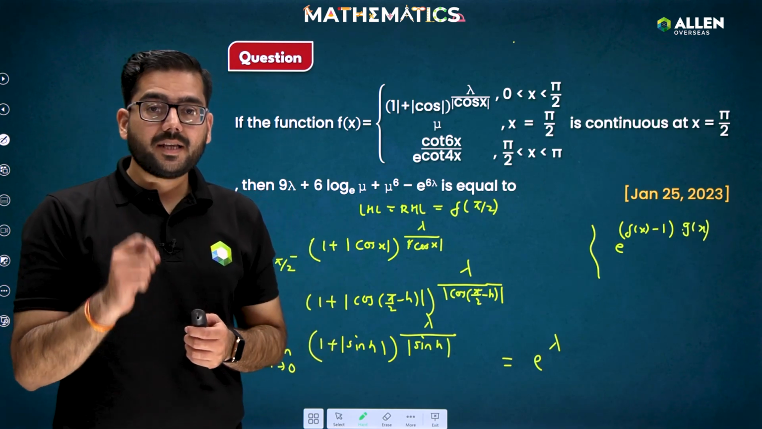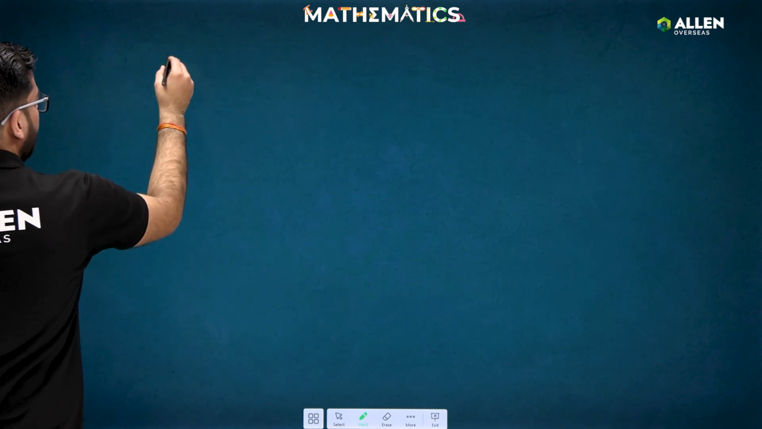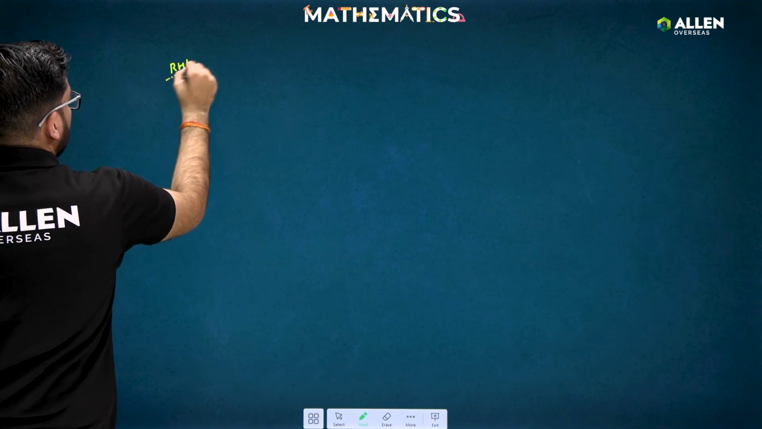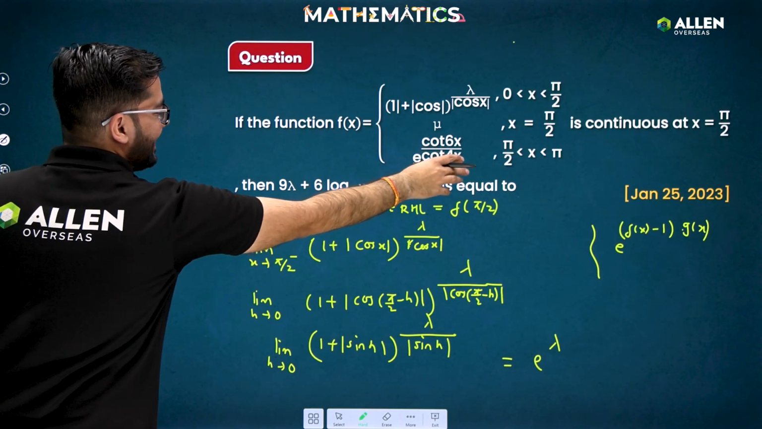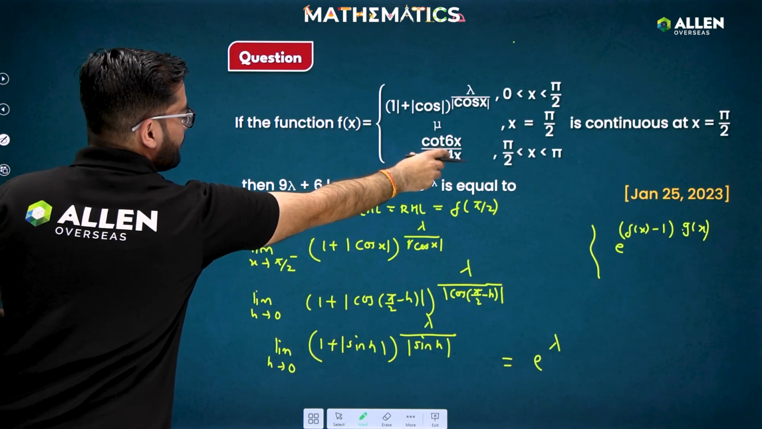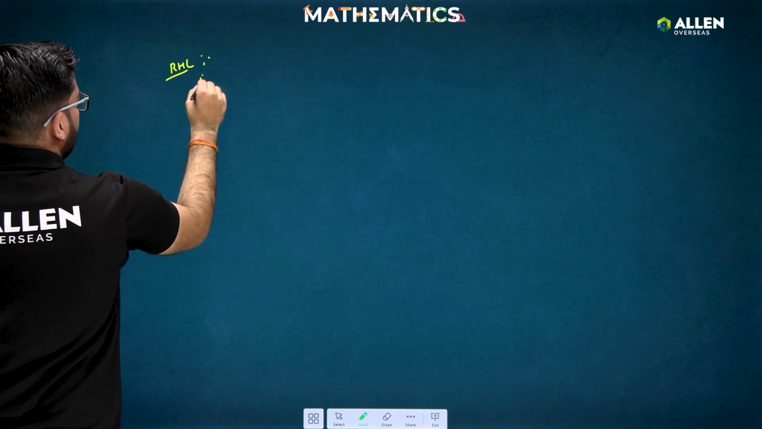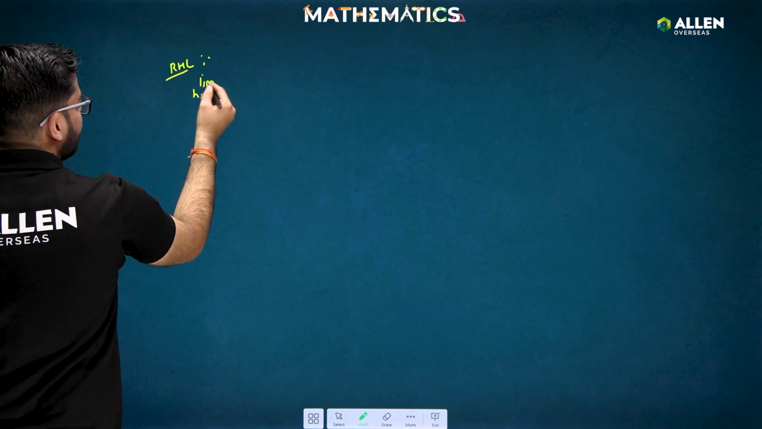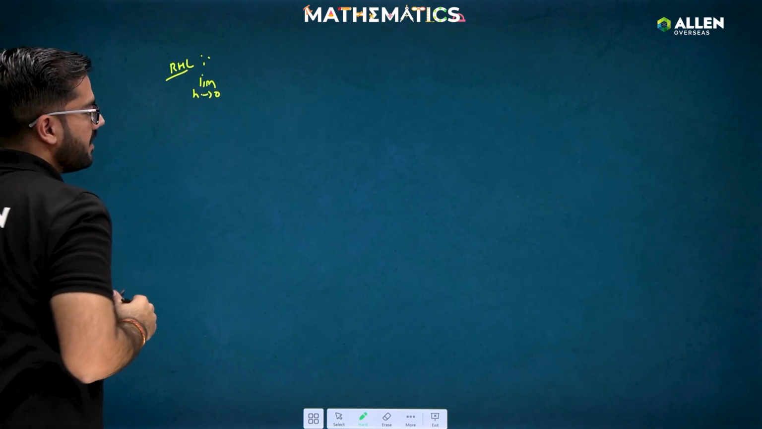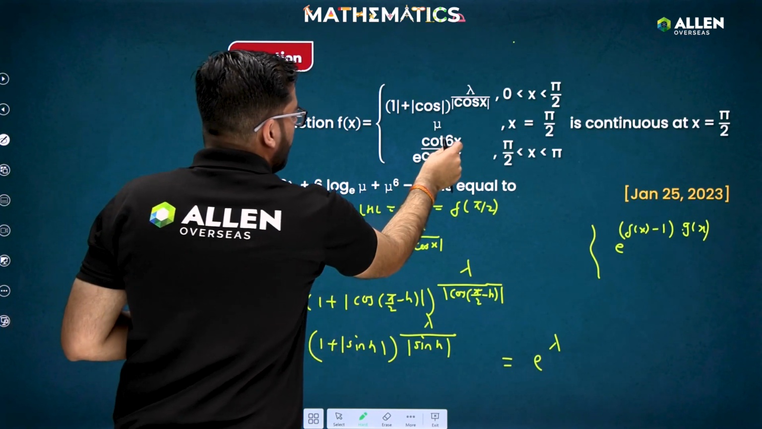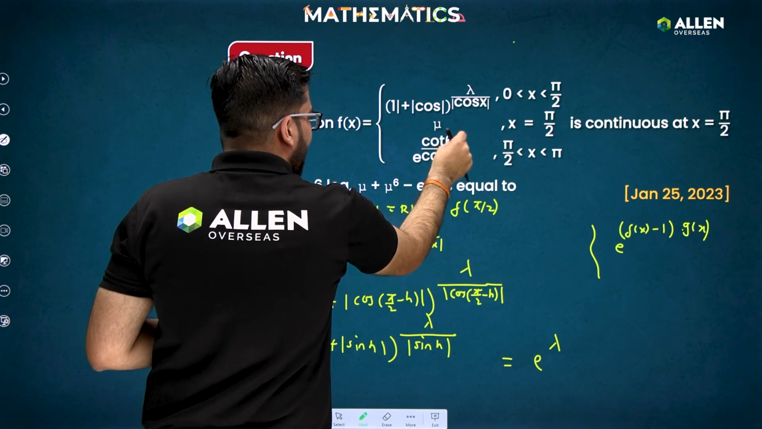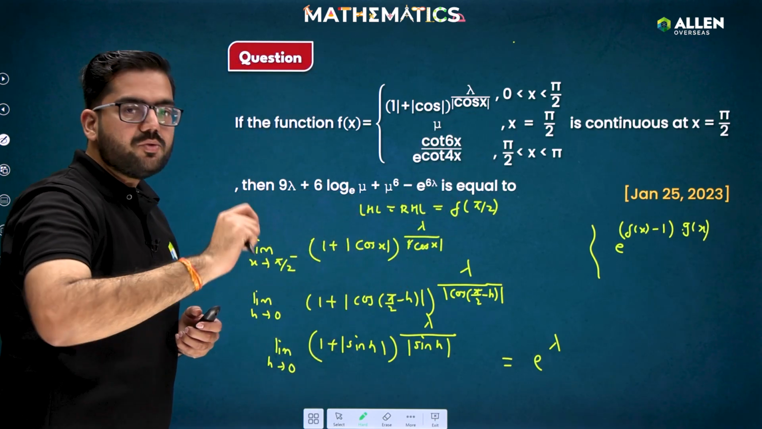Now further, again the same thing we have to do for the right hand limit. For the right hand limit, again we have to pick the function from pi by 2 to pi, that is e raised to cot 6x upon cot 4x. So for the right hand limit, we pick limit h tending to 0, and this time again I am going to put x as pi by 2 plus h.